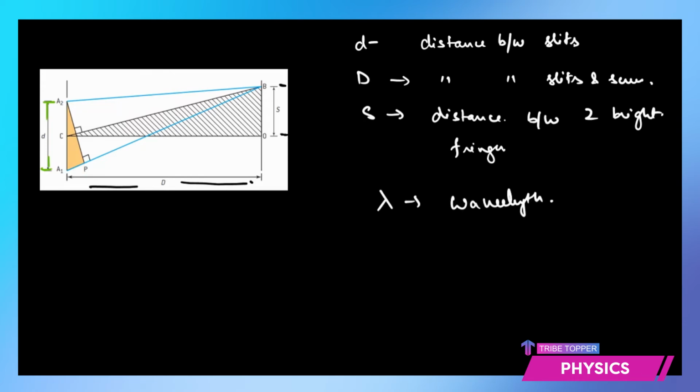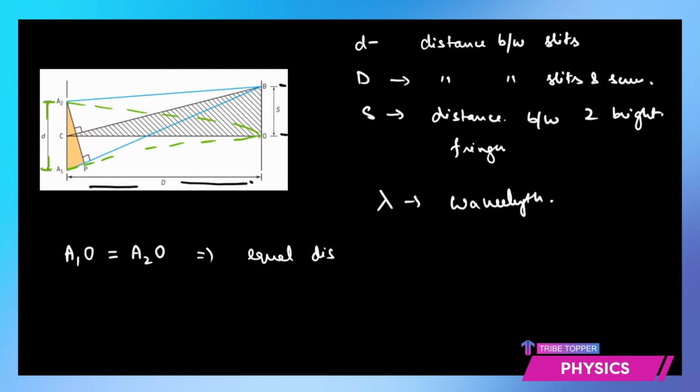Now, as you can see here, the waves coming from A2 and A1 fall at the central point O. The two rays meet with absolutely no path difference because they travel equal distances. So distance A1O is exactly equal to A2O.